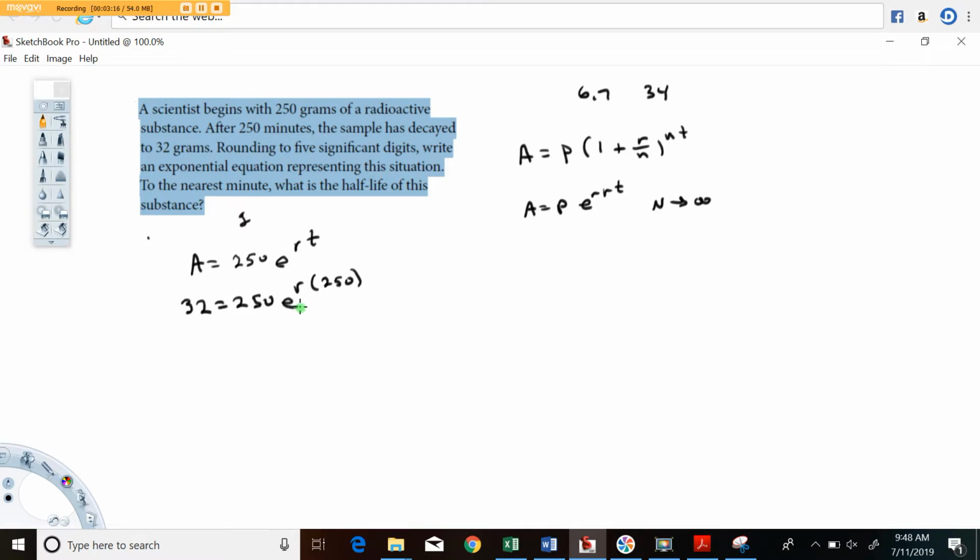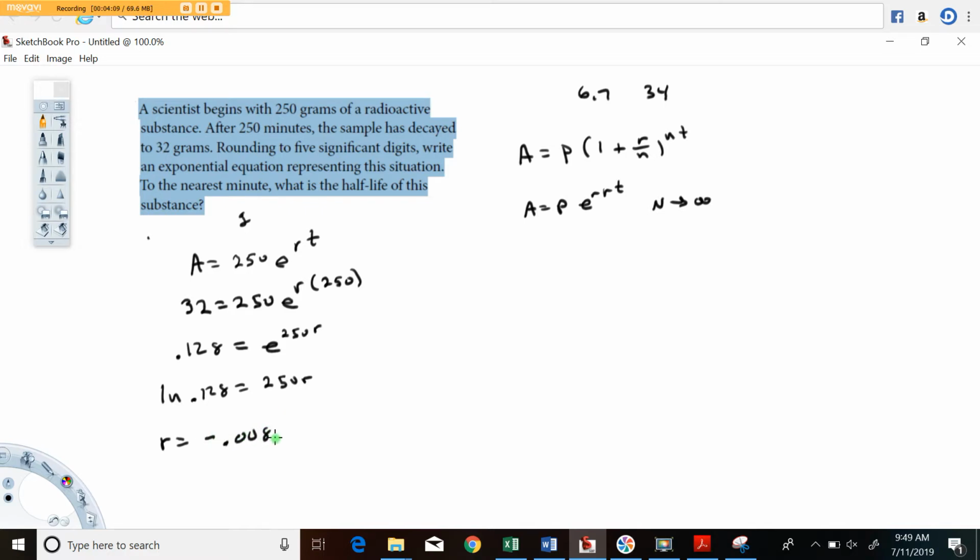What we can do now is solve this for r. I'm going to go ahead and divide both sides by 250. I'm going to do this in decimal form. 32 over 250 is 0.128, equals e to the 250r. Now we want to solve this for r. To get it out of the power, what we're going to want to do is take the natural log of both sides. So ln of 0.128 is going to equal 250r times natural log of e, which is 1. So r is going to equal natural log of 0.128 divided by 250. And I got negative 0.008.